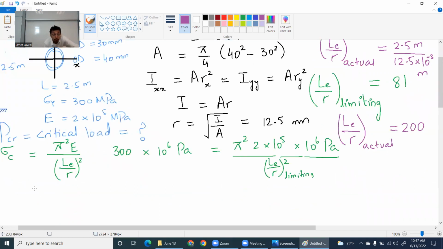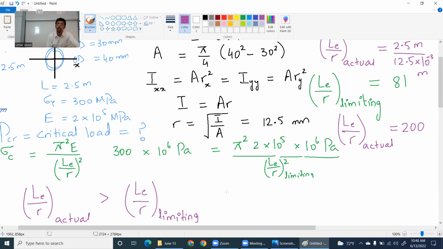So you will say LE over R actual is greater than LE over R limiting. So it will buckle. And when I say it will buckle, I'm implying it will fail. No? If something buckles, it's a game over. It will buckle, it will fail under buckling. So it will buckle and I am allowed to use the Euler's formula.